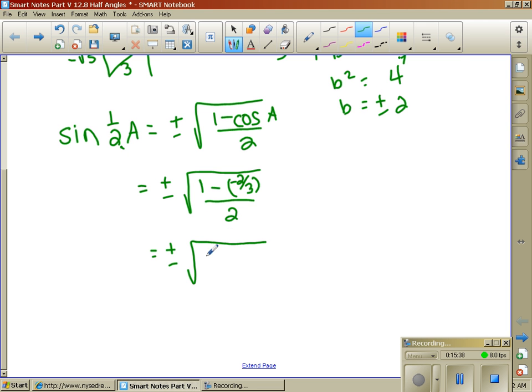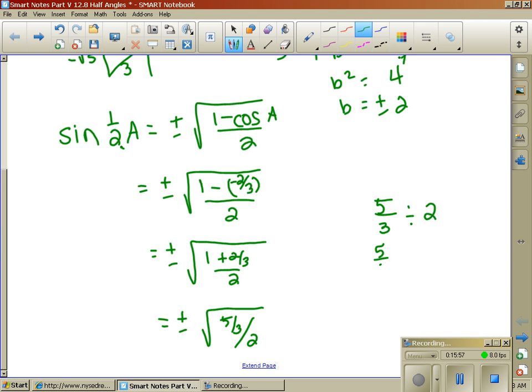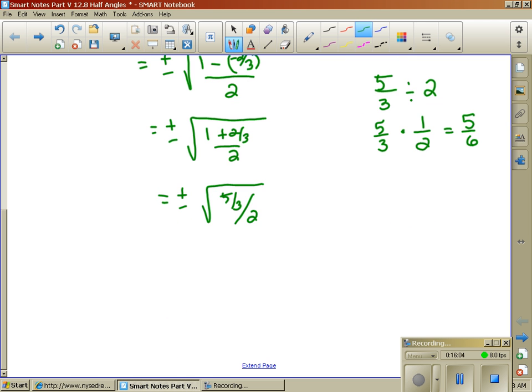Minus a minus is a plus, so 1 plus 2/3 over 2. So 1 is 3/3, right? We can rewrite 1 as 3/3, so we have 5/3. So 5/3 divided by 2 is 5/3 times 1/2, which is 5/6. So this equals the positive or negative square root of 5/6.